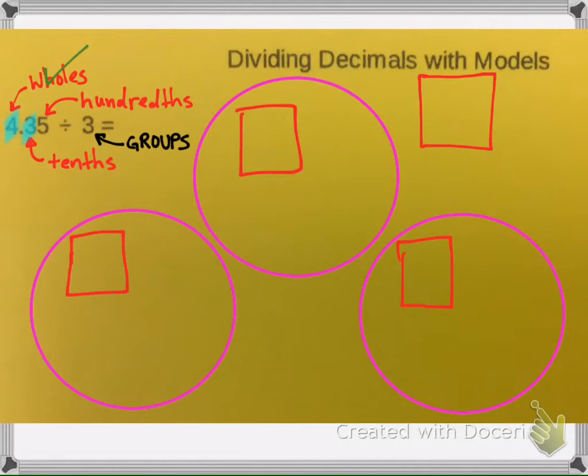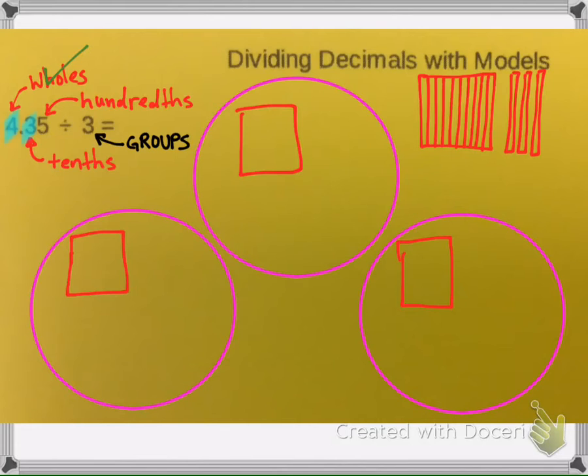So here's what I'm going to do first. I'm going to turn this one whole into 10 tenths by drawing 9 lines like that. And then I'm going to draw my 3 extra tenths from the 3 tenths in the tenths place. Okay, so that means I have 13 tenths that I have to distribute into my 3 equal groups. So I'm going to start distributing by giving 1 tenth to each group. And I'm going to highlight them as I go so you can see that I've used those 3 from the whole. That's why I colored it in blue.